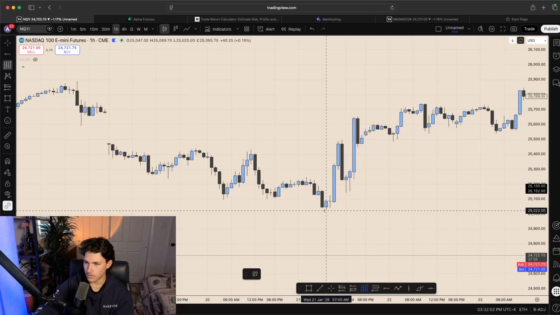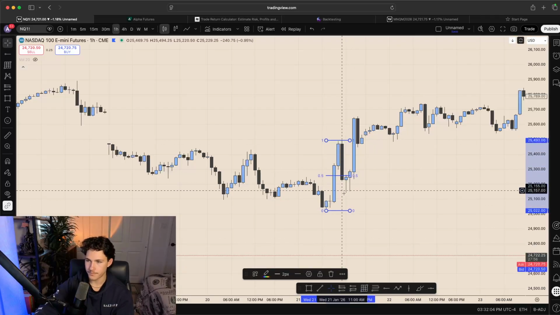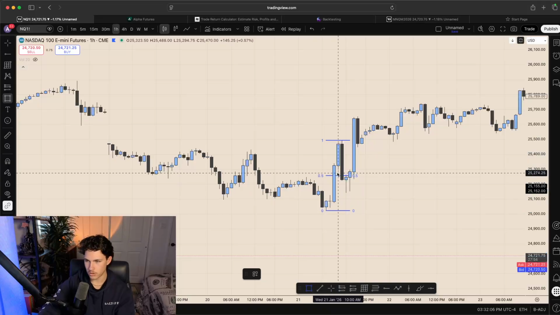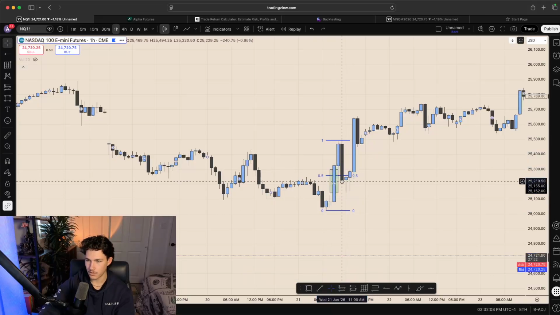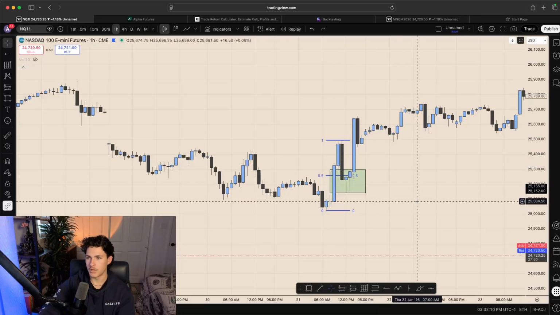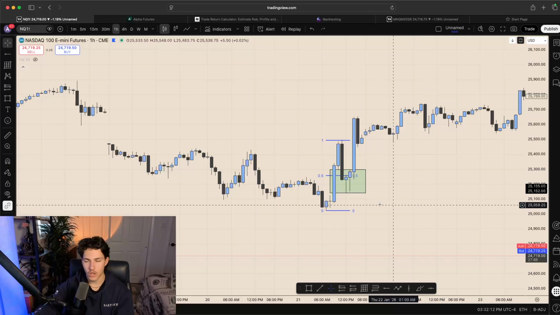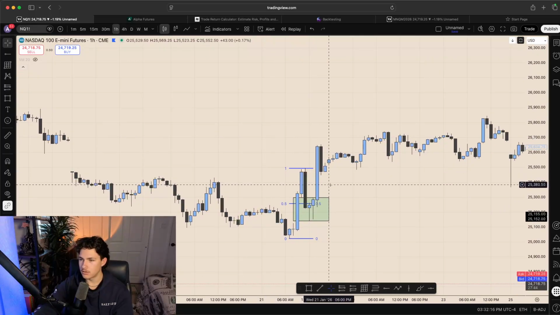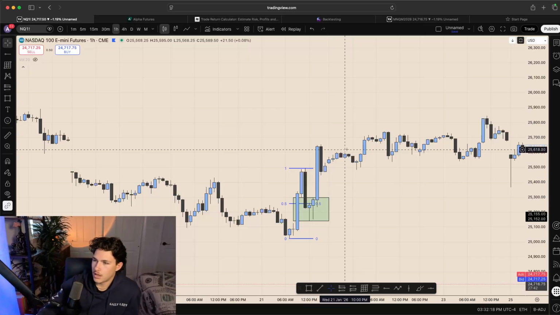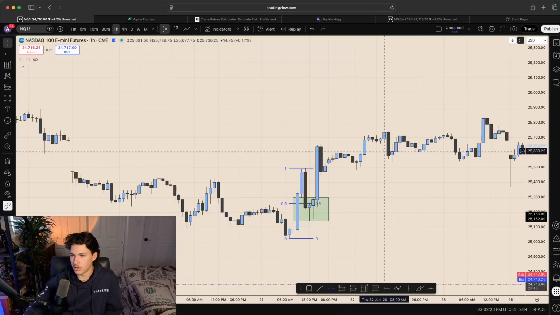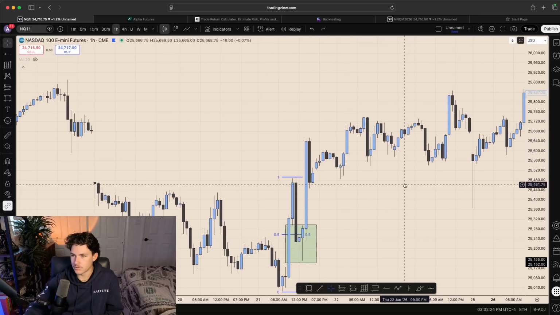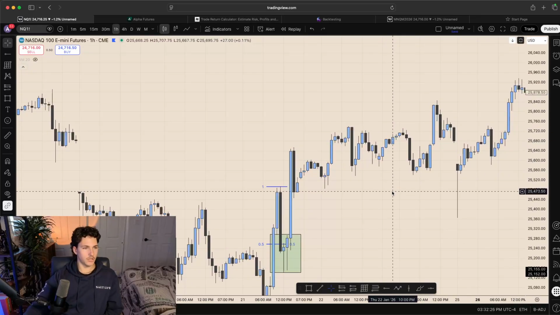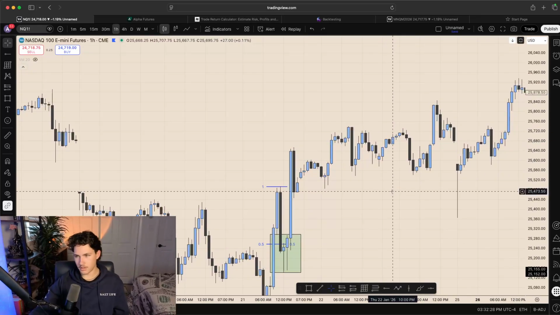You can see low up to this high, equilibrium, also in a fair value gap right here, and bam, continue higher. One thing I do want to point out about a fair value gap that sometimes can be a little tricky, and you're like, hold on, fair value gaps, it's kind of iffy, right?